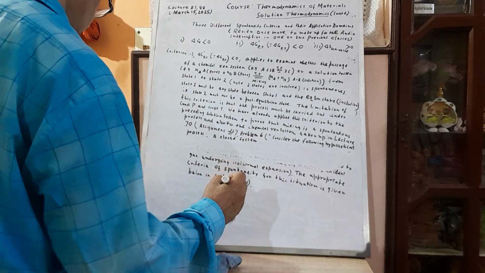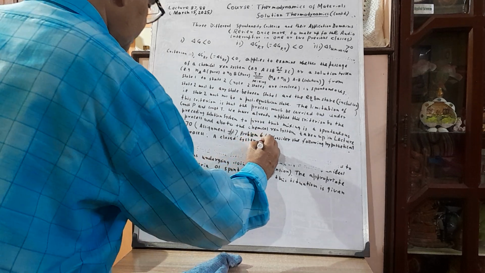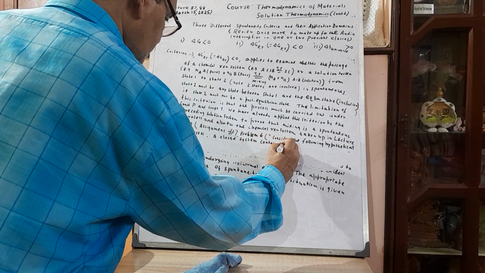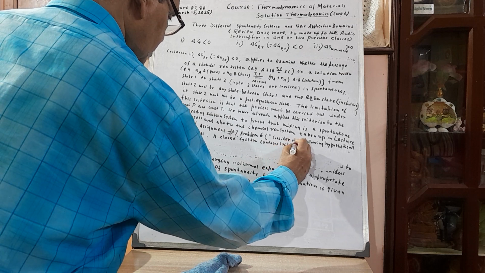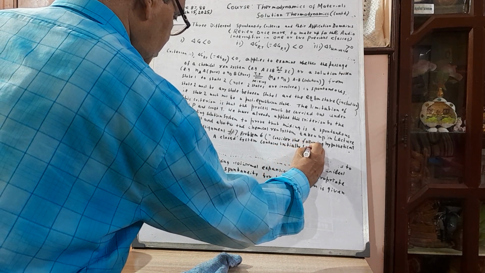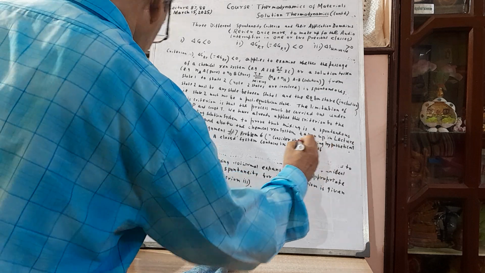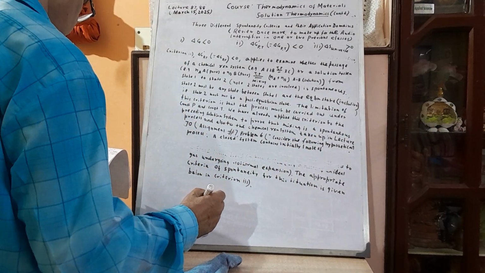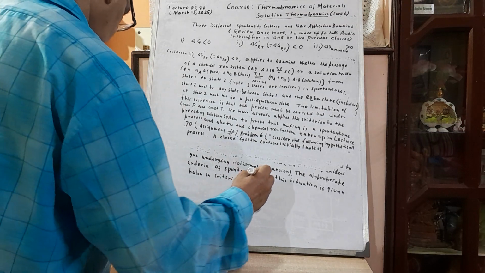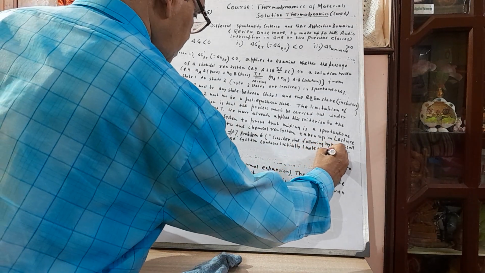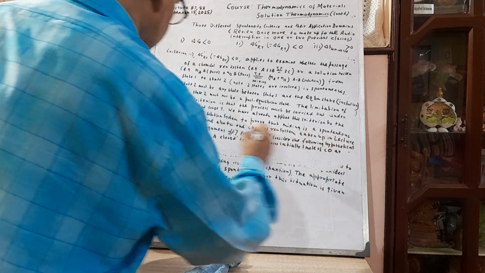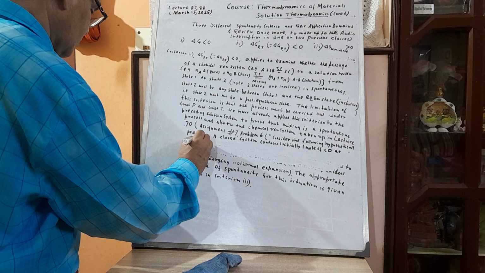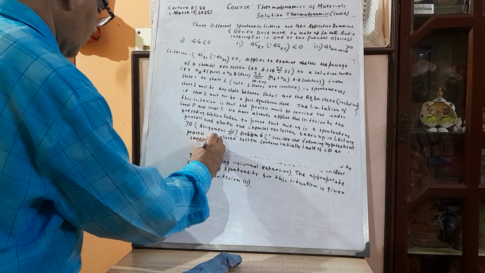A closed system contains initially one mole of CO, 1 mole of CO at 1000 Kelvin and 1 atmosphere.